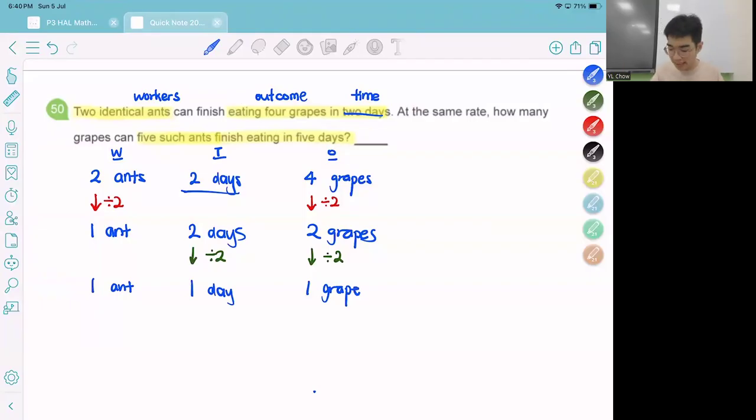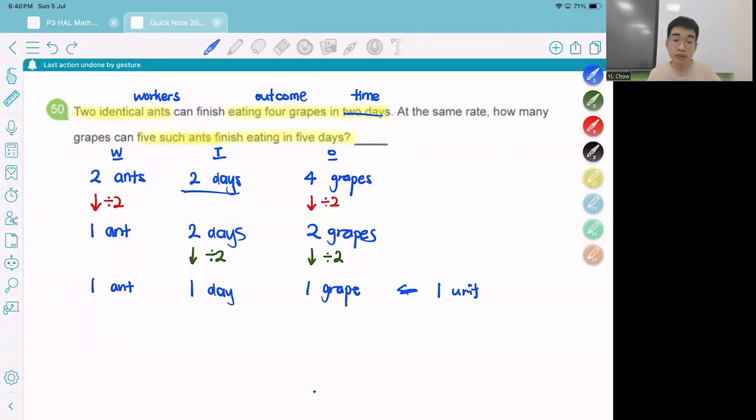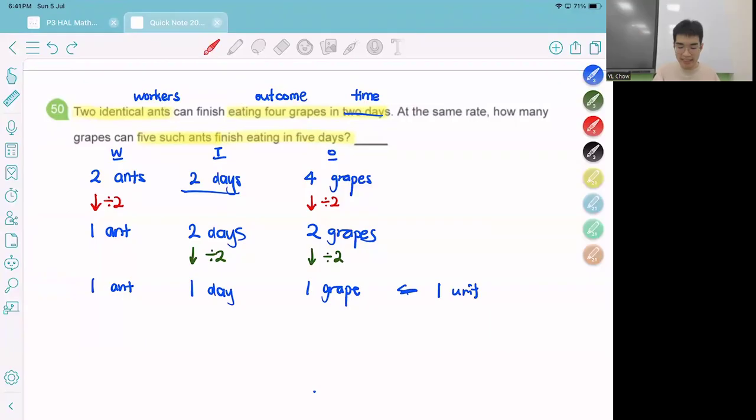Okay, so now we have successfully found our 1 unit. 1 ant in 1 day will eat 1 grape. The question is asking 5 ants in 5 days can eat how many grapes? So again, let's change one by one. This time, from 1 ant, I want to make it into 5 ants. So I'm multiplying by 5. Every day, 1 ant can eat 1 grape. So if I have 5 such ants in a single day, 1 ant, 1 grape, 5 ants altogether, my outcome will also be multiplied by 5. That will be 5 grapes.